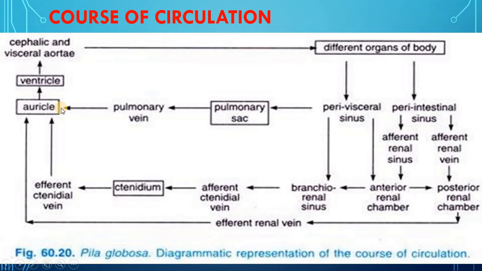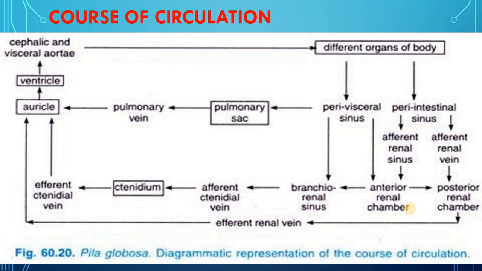Here, one thing is important: the auricle receives pure blood from the ctenidium, that is, by the efferent ctenidial vein, and impure blood from the posterior renal chamber through the efferent renal vein. This mixed blood enters the ventricle and is distributed to the arteries. The main function of the renal chambers is to remove waste substances from the blood.